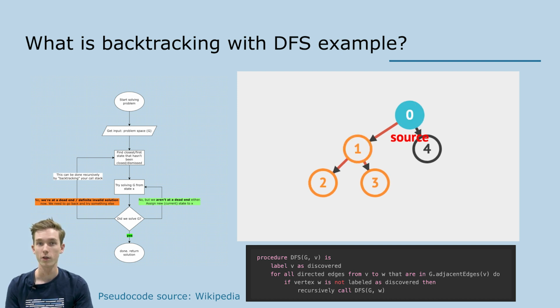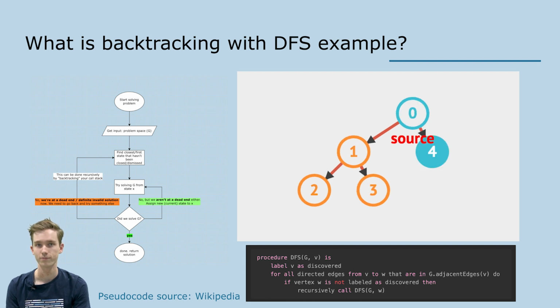We're back at node 0. From node 0 we can go to node 1 or node 4. We're not going to go to node 1 because that's a definite invalid solution. So we go to node 4. And at node 4 we're at the end, we figured it out. So did we solve G? Yes, we're done. And that's the end of DFS for backtracking.